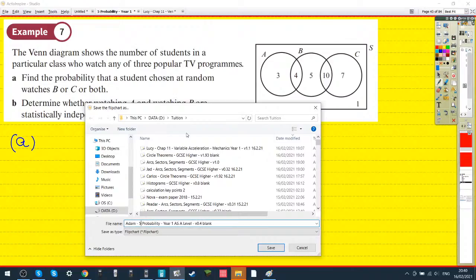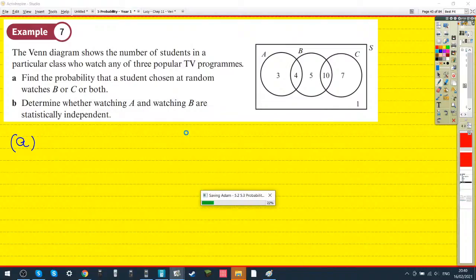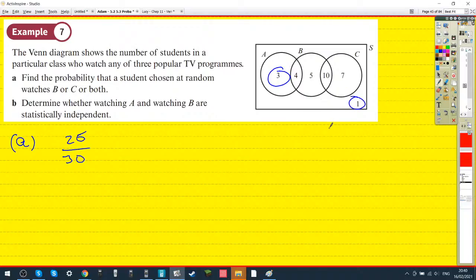So B or C or both. So it'd be 4, add 5, add 10, add 7, which would give you 26. It's 26 out of 30. And I just did 30 take away 4. B.